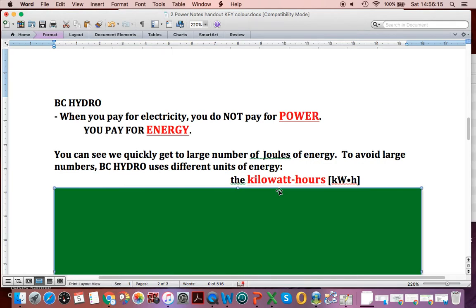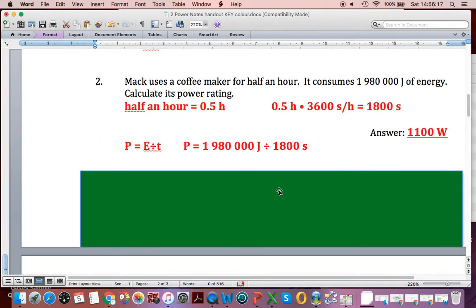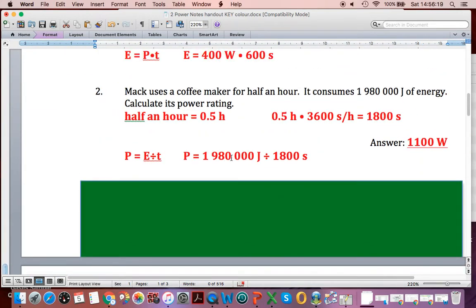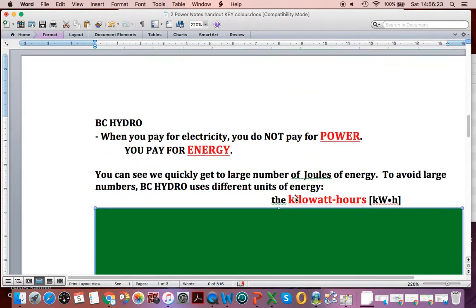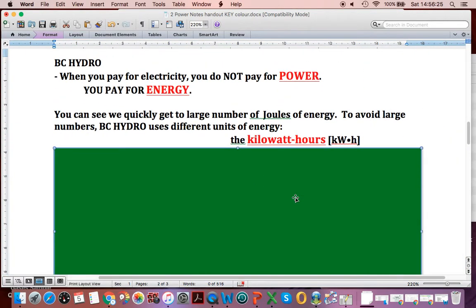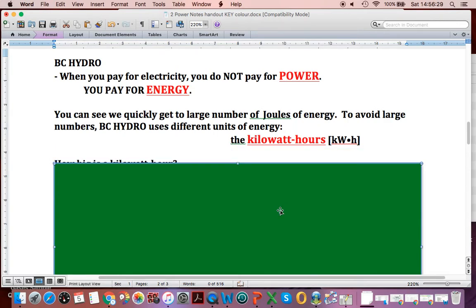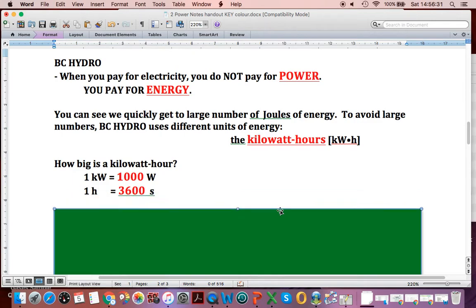But we also saw we got in some pretty big numbers here. Look at that. Almost 2 million joules. So to keep the numbers smaller, we're going to use things called kilowatt hours. The formula stays the same. Our units are just slightly different. So we say, well, how big is a kilowatt hour?